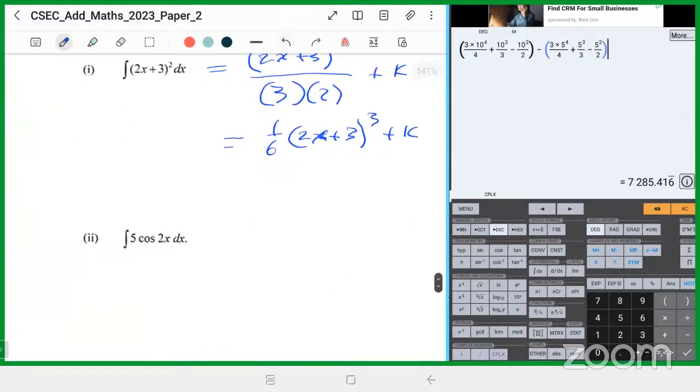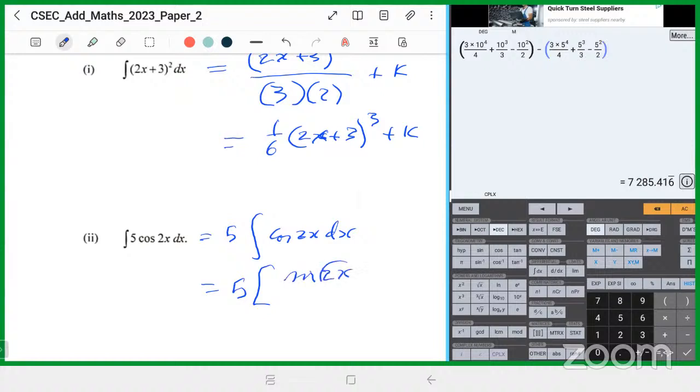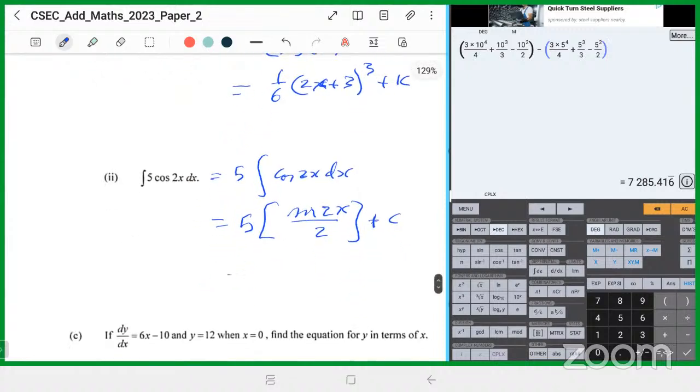Now, when we differentiate, first this 5 can come outside here. So this can become 5 times the integral of cos 2x dx. Now we integrate cos, you get sine, or we differentiate sine, you get cos. Remember though that we also divide by the differential of 2x. So when you get 5 into sine 2x by the differential of the 2x, which is 2, and don't forget the c. So it actually becomes 5 over 2 sine 2x plus c.